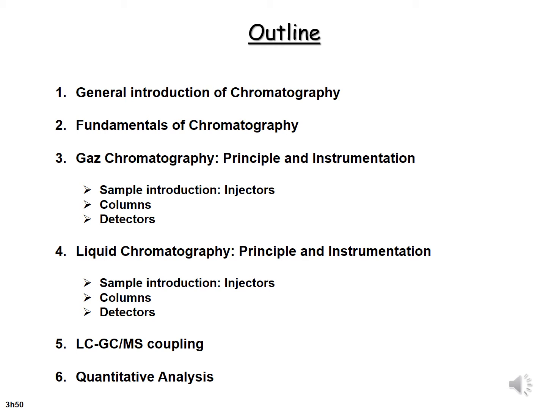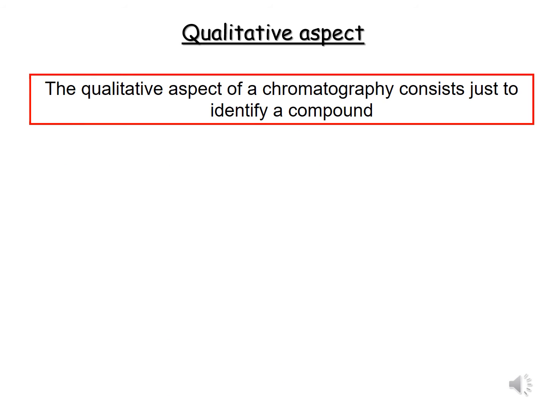So it's time now to speak about the quantitative analysis and the last part of this outline on chromatography. So this is on the qualitative and quantitative analysis. So what is the qualitative aspect? The qualitative aspect is, of course, the most simple aspect in analytical science and particularly in chromatography, because it just consists of identifying a compound. The only aim is to know if the compound is in the sample or not.